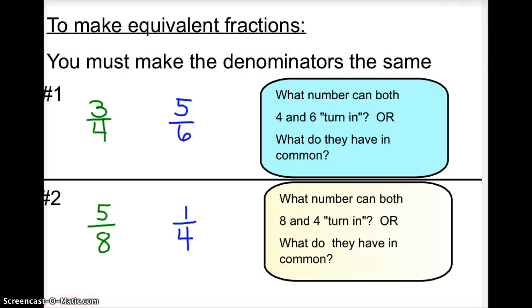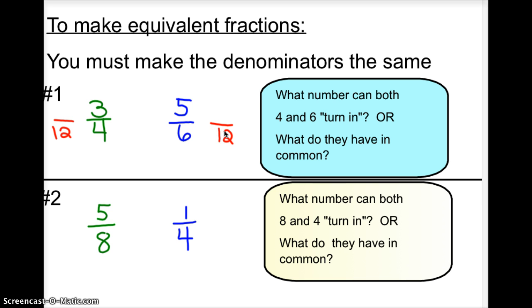The first thing you're going to need to know is how to do equivalent fractions, which I believe you learned in 6th grade. You must make the denominators the same. That would be an equivalent fraction. So if I look here at example number 1, we have 3/4 and 5/6. What number can both the 4 and the 6 turn into? Or what do they have in common? And typically you want the lowest common denominator. Well, I know that 4 can turn into 12 and 6 can turn into 12. So I'm going to write 12 here and 12 here.